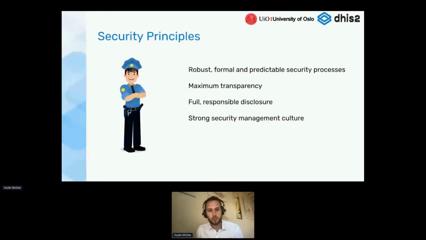We put together a set of principles along with my colleague, Bob Joliffe, who many of you may know, to basically orient our operations and our roadmap for security and how we approach it throughout the organization. Those are listed here, but I'll go ahead and read them out. This is the only time I'll try to read from the slide, but our security principles are, first and foremost, have a robust, formal, and predictable security process.